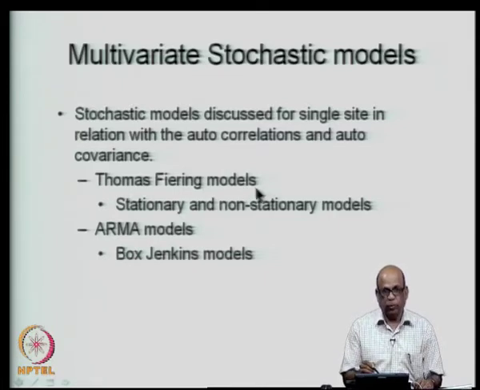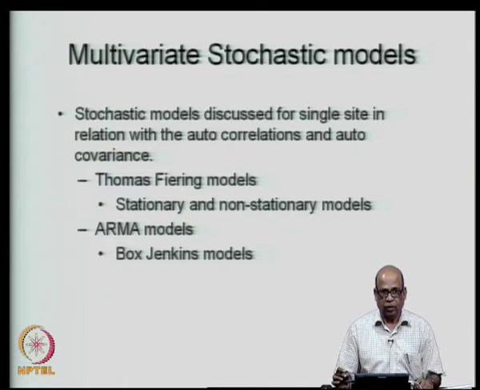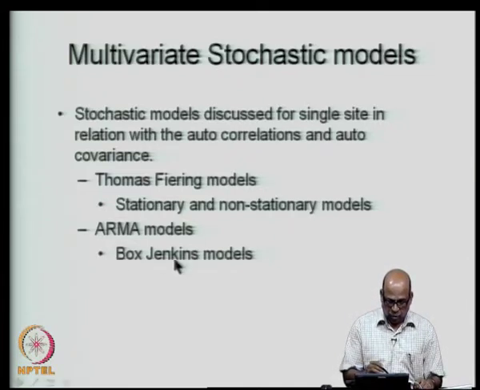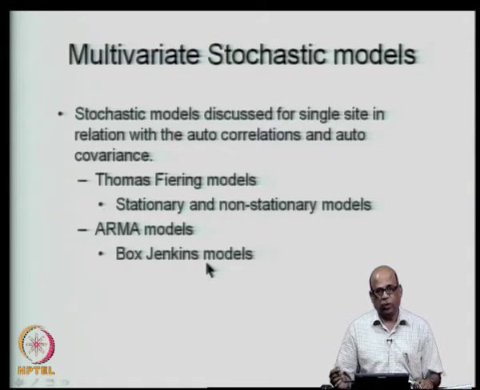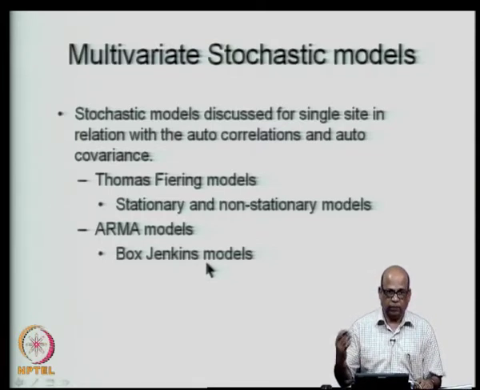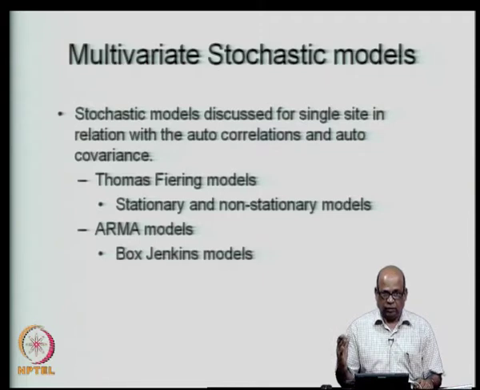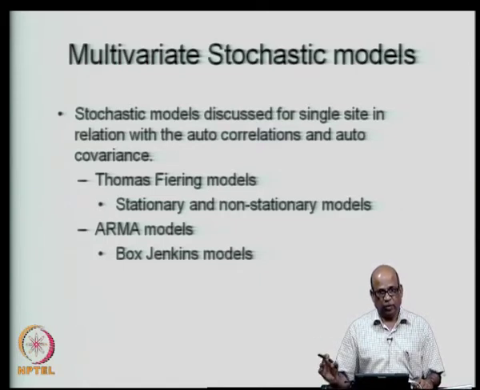Of course, the Thomas Fiering model that I discussed is one specific case of the AR1 model, autoregressive of order 1. And then in the ARMA models we had talked about Box-Jenkins models, where you express x t as, let us say, phi 1 into x t minus 1 plus phi 2 into x t minus 2 etcetera plus theta 1 into epsilon t minus 1, like that. You have autoregressive terms as well as the moving average terms. Just go through the previous lectures and revise this.